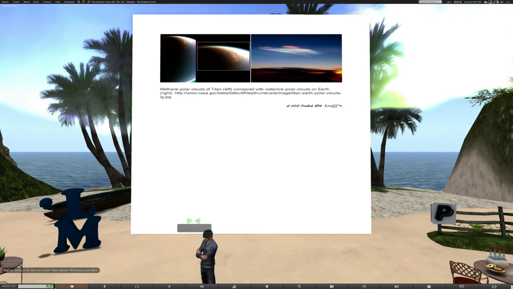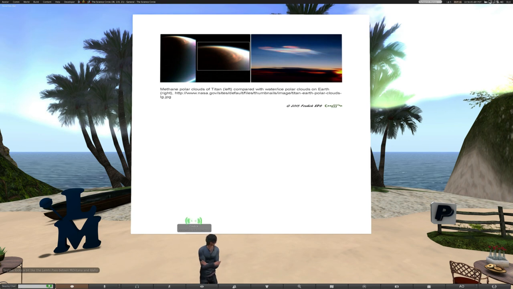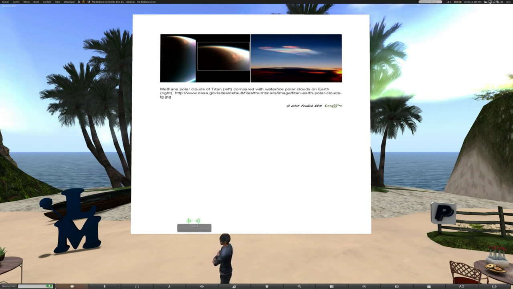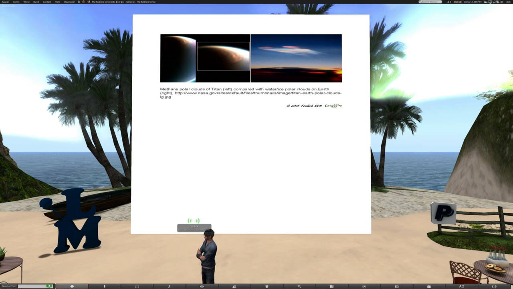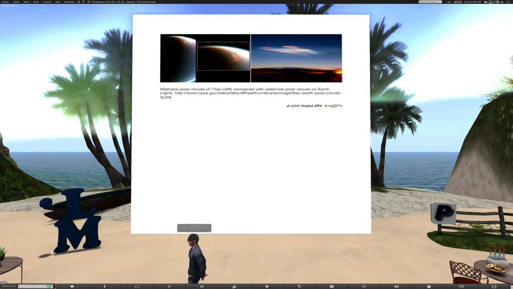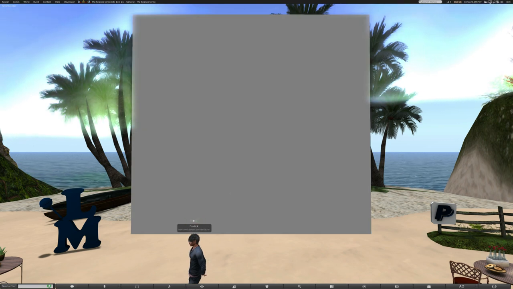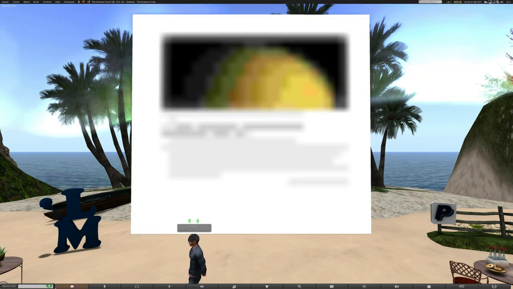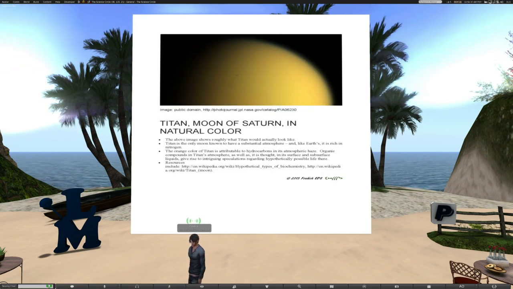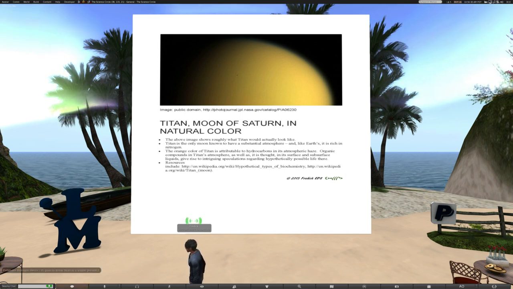So this is back to Titan, my favorite candidate for life beyond Earth. We have methane polar clouds in the atmosphere of Titan, compared with polar clouds on Earth. Interestingly similar. You wonder if there might be other similarities. All right. And of course, Titan has liquid lakes. The idea of liquid hydrocarbon lakes is intriguing to me.